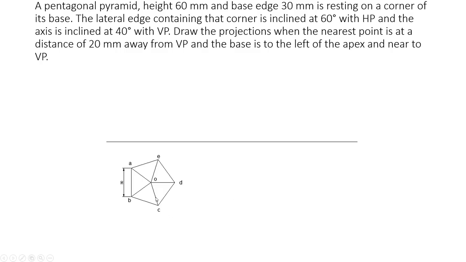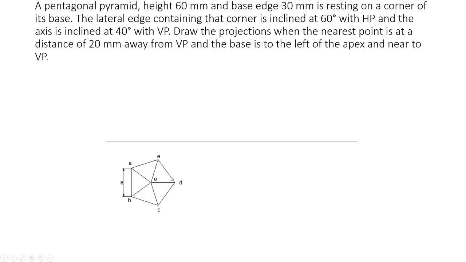So here the object is a pentagonal pyramid. First you draw a reference line. Then since the pentagonal pyramid is resting on a corner of its base, that corner should come on the right side. So you have to start with an edge on the left side, perpendicular to this reference line, having a length of 30 mm. For a pentagon the included angle is 108 degrees. So take 108 degrees and draw the next edge, and again 108 and draw the next edge. In that way you can construct a pentagon.